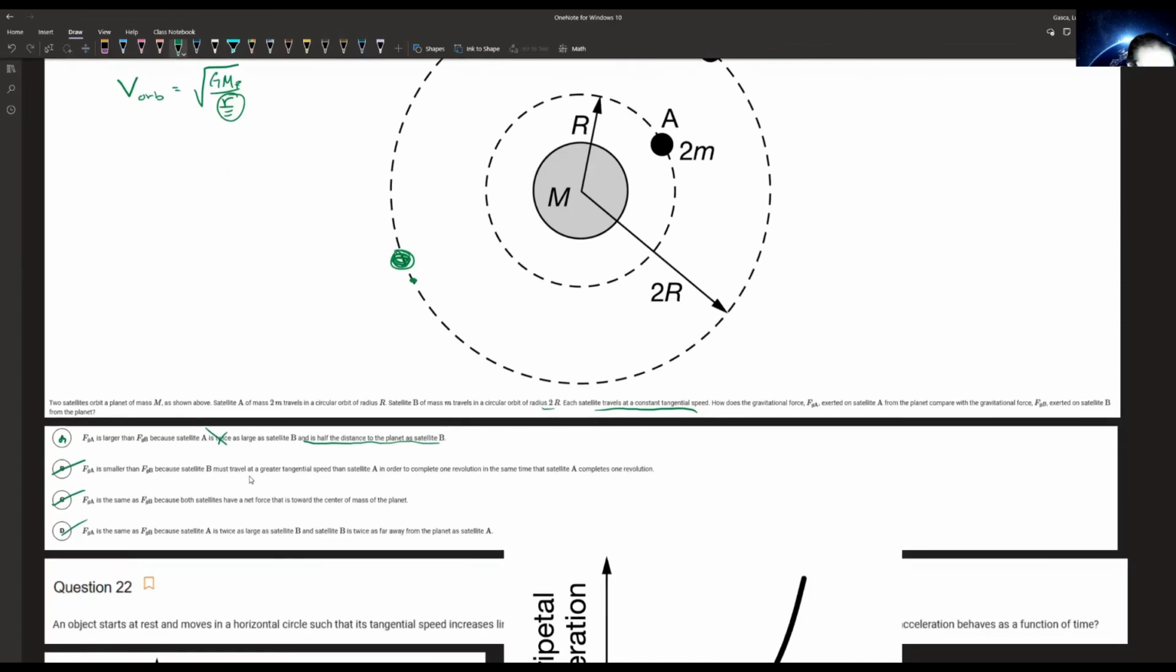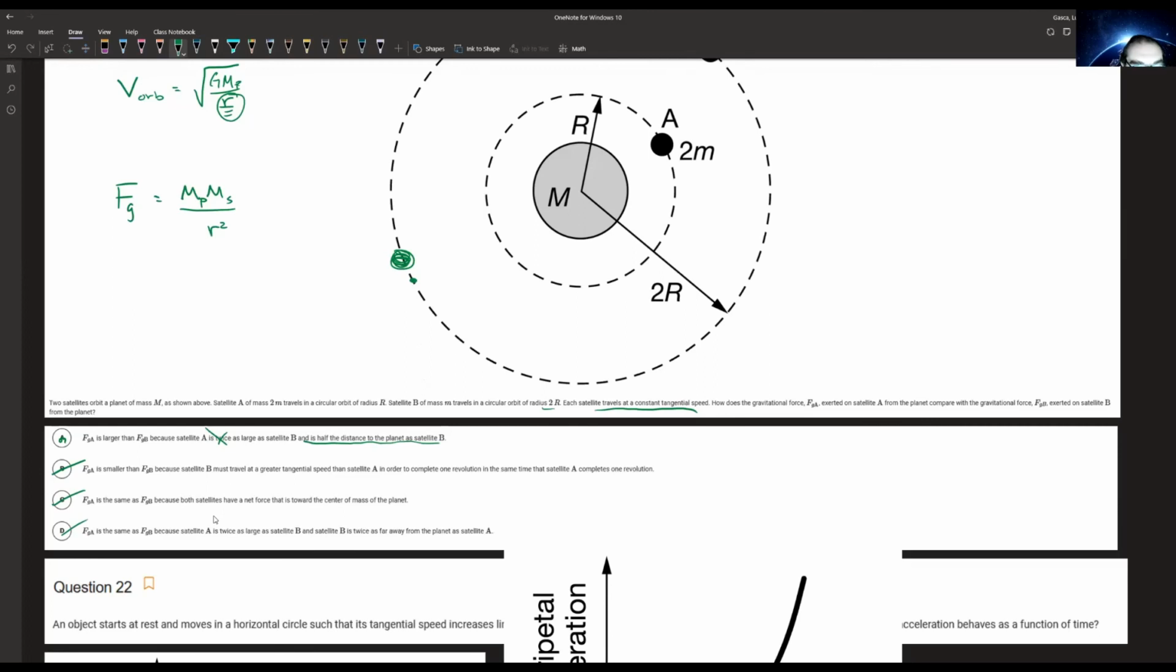Oh, sorry. I'm answering the wrong different question. We're talking about forces. Okay, so then let's see here. The force due to gravity is the centripetal force, and that's going to be big M, the mass of the planet, times the mass of the satellite, all over the distance squared.